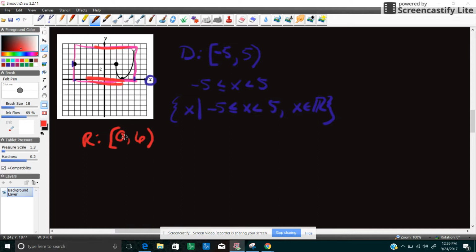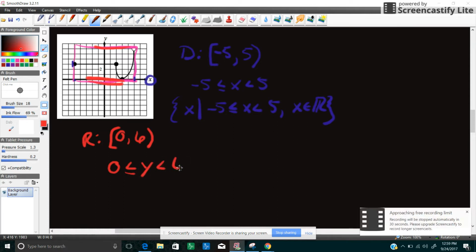Okay. Now we're going to rewrite it. Remember, this is our interval notation. So we're going to go from interval to algebraic. So 0 is less than or equal to y less than 6. Our set notation, y such that 0 is less than or equal to y less than 6, where y belongs to the real numbers. And that's it.